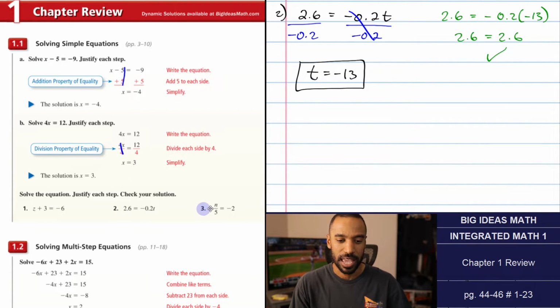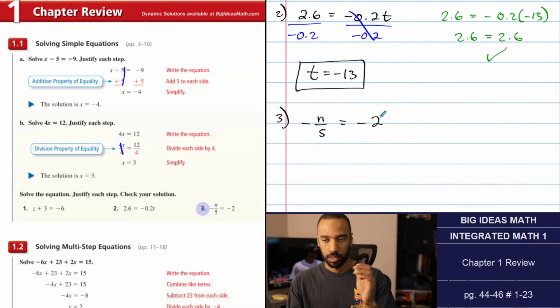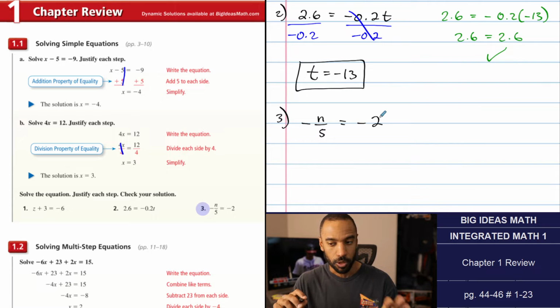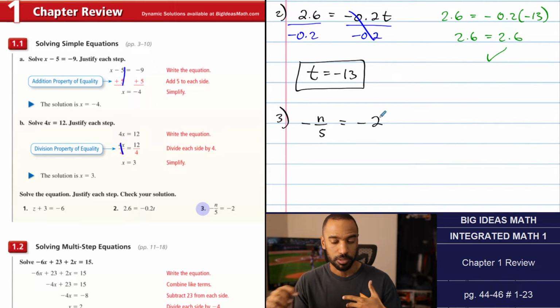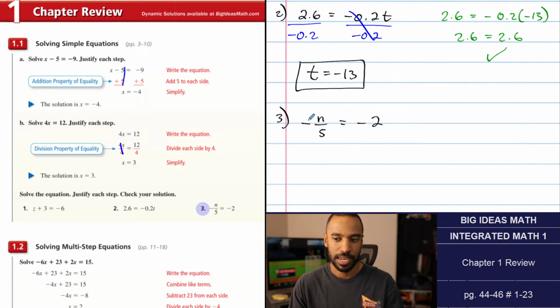Number 3 says negative n divided by 5 equals negative 2. So it says negative n fifths equals negative 2. Okay, first things first. This is a division problem, even though it looks like a fraction, which means division. Second of all, this fraction is negative, and the tricky part is that the negative is technically only assigned to one portion of the problem.